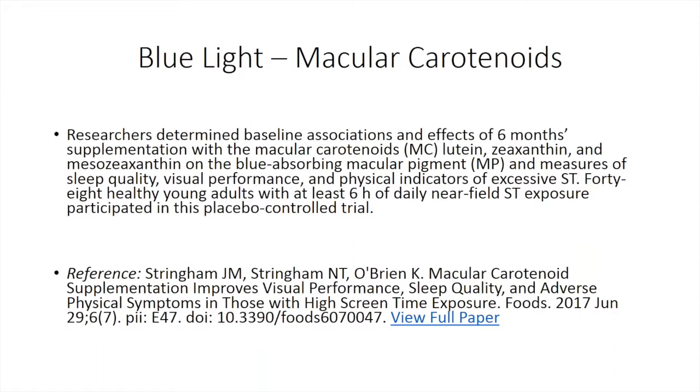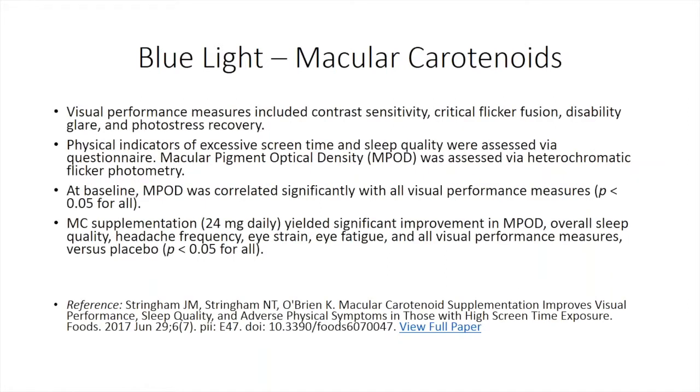So they looked at the baseline associations of effects of 6 months supplementation with the macular carotenoids, lutein and zeaxanthin, and an isomer, which is referred to as mesozeaxanthin, on the blue absorbing macular pigment, referred to as MP, and measures of sleep quality, visual performance, and physical indicators of excess screen time. 48 young adults with at least 6 hours of daily near-field ST exposure. So we include ourselves in that, although we may not be young adults as such, participated in a placebo-controlled trial.